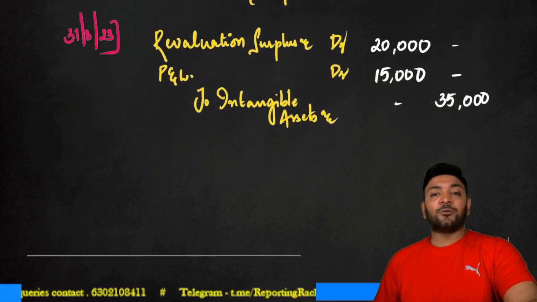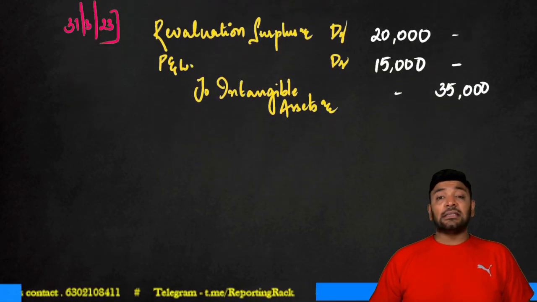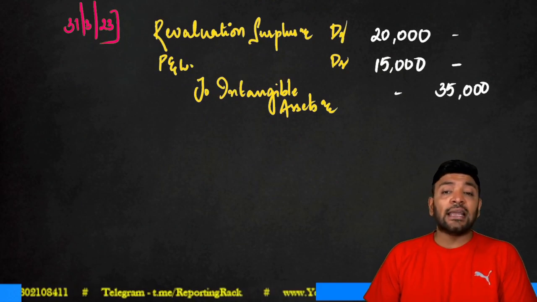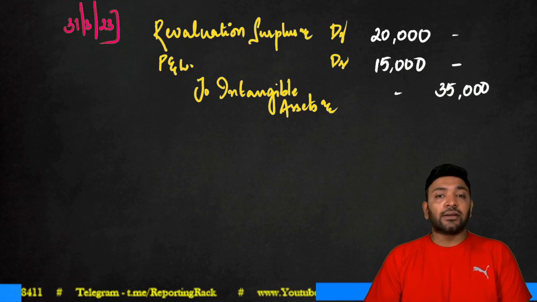I'll debit the balance 15,000 to P&L because the amount of downward revaluation is much more than the revaluation surplus already existing in your books of accounts. Clear?